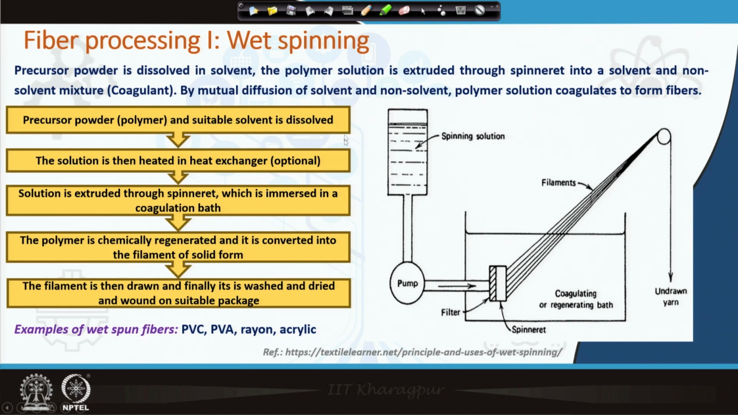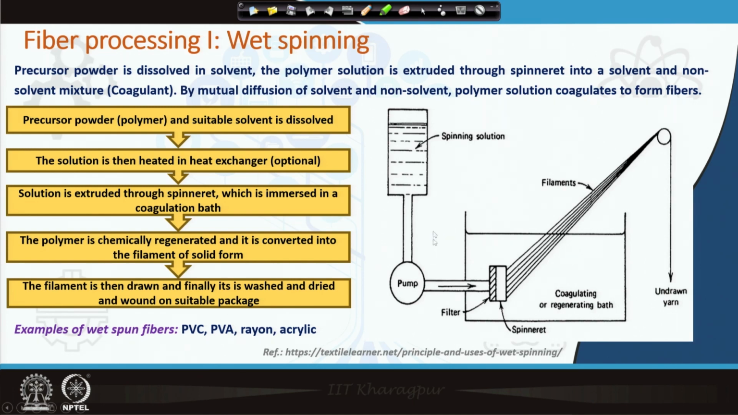So, basically the precursor material in powder form gets dissolved and then comes out at a very high velocity from the spinneret, goes through a second stage of chemical regeneration, and then coagulates to ultimately give you the solid fiber. The fiber which comes out can then be moved towards the yarn to form yarn. So, that is the basic process of wet spinning.